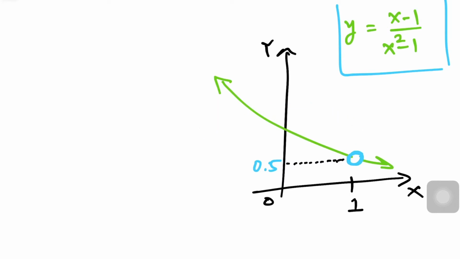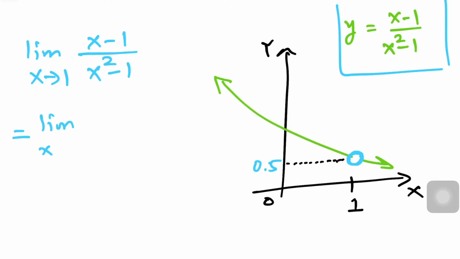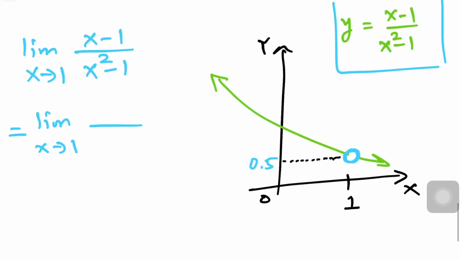So now I'm going to ask the same question but using limit. So limit as x approaches 1, what's the value of x minus 1 divided by x square minus 1? So now what we want to do, we want to find out what's going on with the height as x is approaching 1, okay? So for limit, what you have to do, you should always simplify the function as much as you can, okay? So on top, there's nothing we can do.